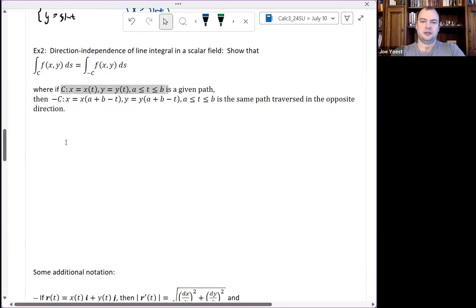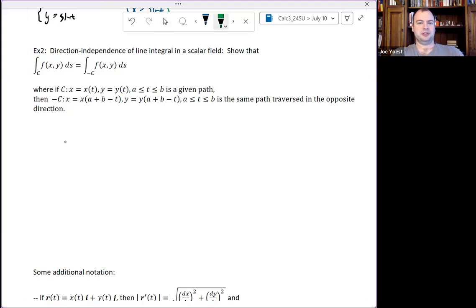So let's suppose that we have a curve C where x is x of t and y is y of t, t going between a and b. If that's a given path, then to traverse that same path in the opposite direction, well, what do I really want? Instead of t going from a to b, I want to swap t with negative t. And then to get back to t, I guess I would have to multiply by -1.